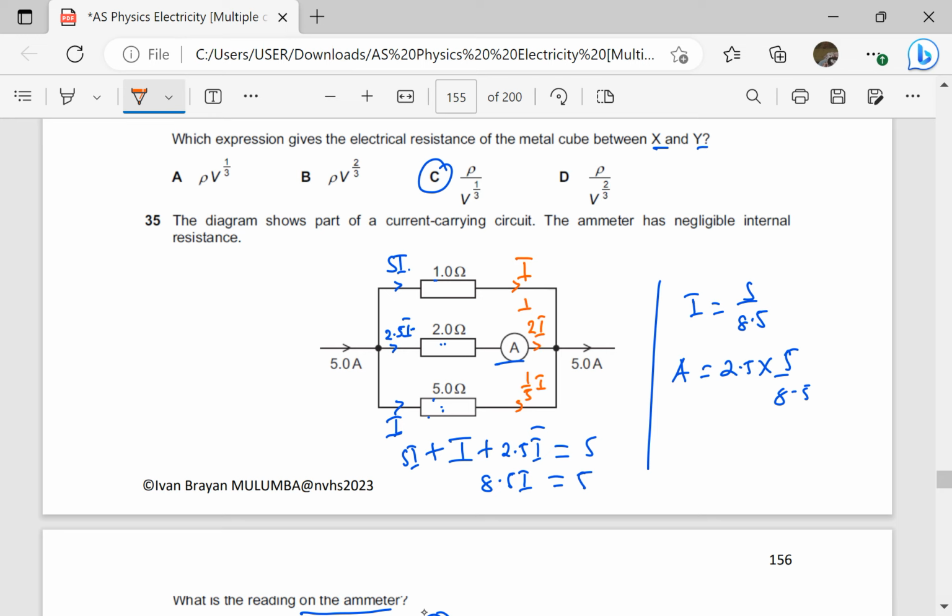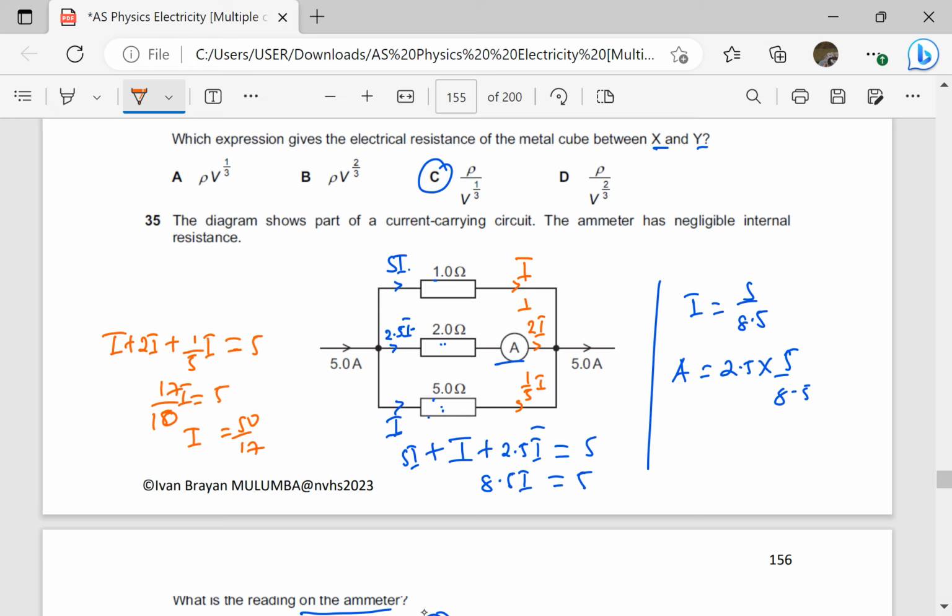When I multiply this by 2, I get the other one. But when I multiply this by 5, I get the other one. This by 2.5, I should be getting that one. So then I say I plus 2I plus 1 over 5I is equal to 5 amperes. That is by Kirchhoff's first law. So we got 17 over 10 I is equal to 5, where I was 50 over 17.